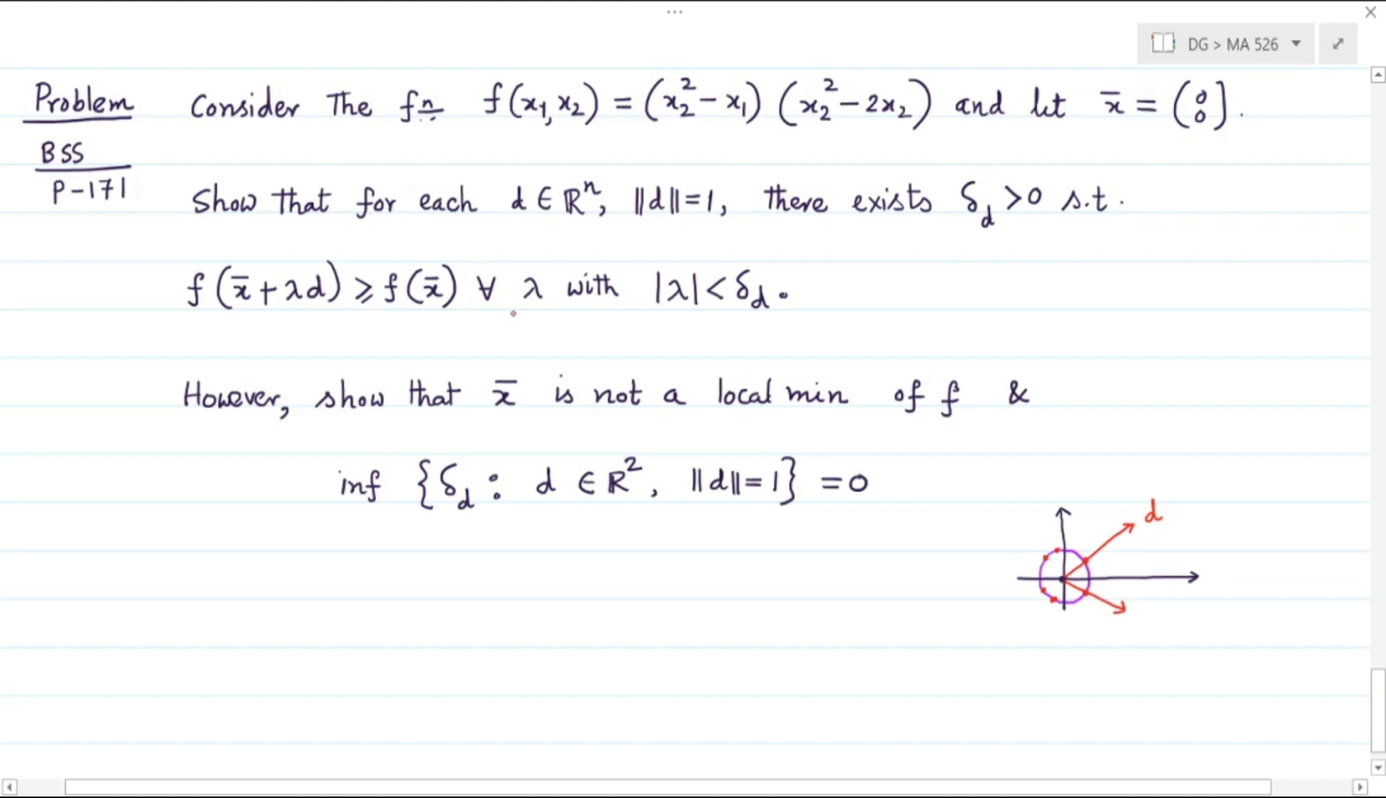And what does the latter result say? For the latter result, x bar is not a local minimum, that we have already seen, that x bar is really a saddle point. But what we have to prove in the latter part is that the infimum of all these delta d in which you have realized this inequality is equal to 0. What does this geometrically say?